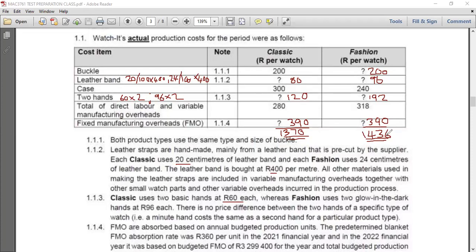And note that this method is only applicable if you are using FIFO. When using weighted average, don't use this method. Only if it's FIFO can you determine the cost per unit. After determining the cost per unit, you multiply by the closing inventory units. That's it. You get the same figure. So you can just use what you are comfortable with, either of the two.